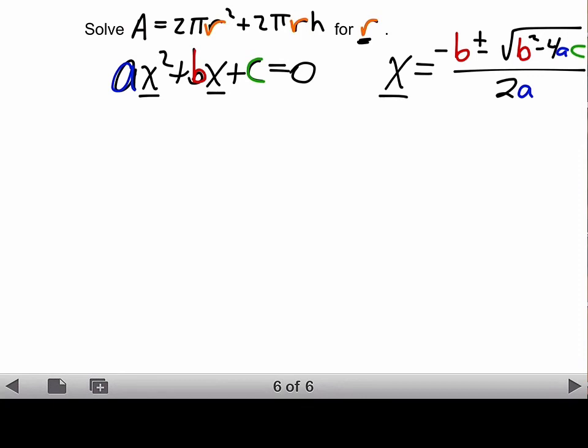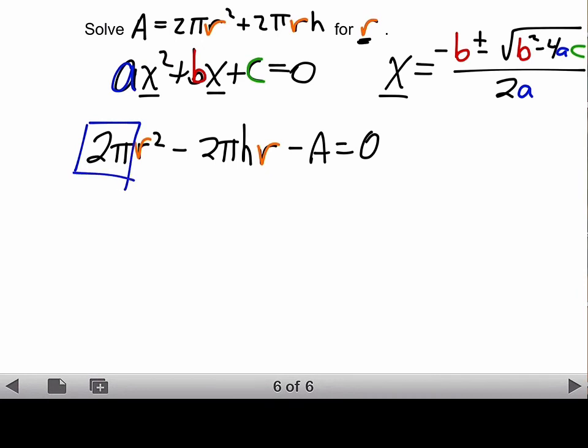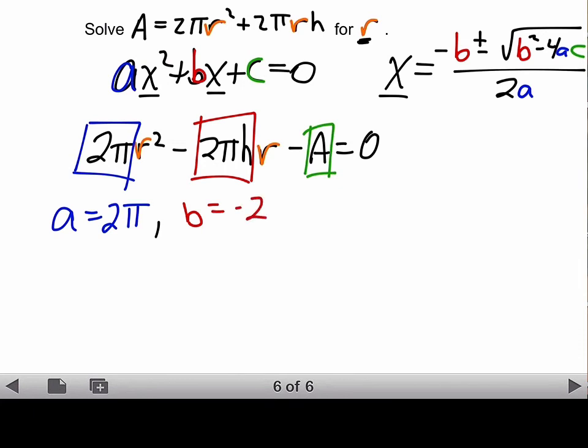So I'm going to subtract a from both sides, and that'll give me 2 pi r squared minus 2 pi hr minus a is equal to 0. And comparing with the equation right above it, we're going to see that our coefficients are variables. So we have that a is 2 pi, b is, don't forget that negative 2 pi h, and c is negative uppercase a.